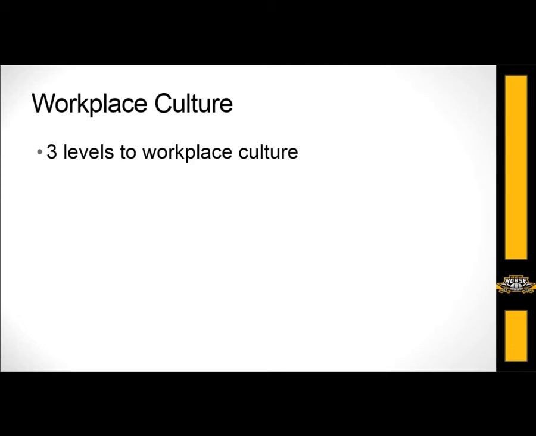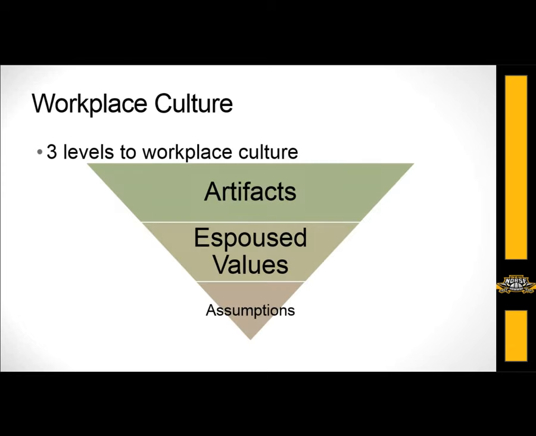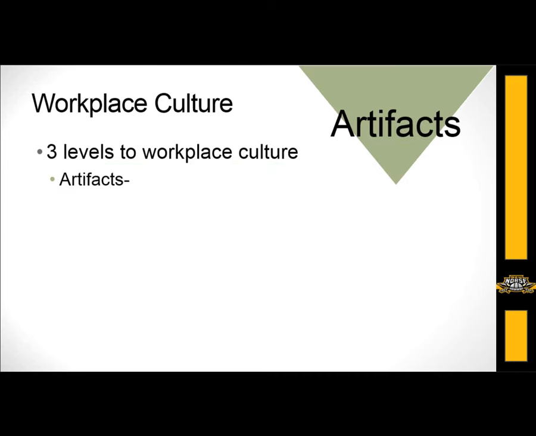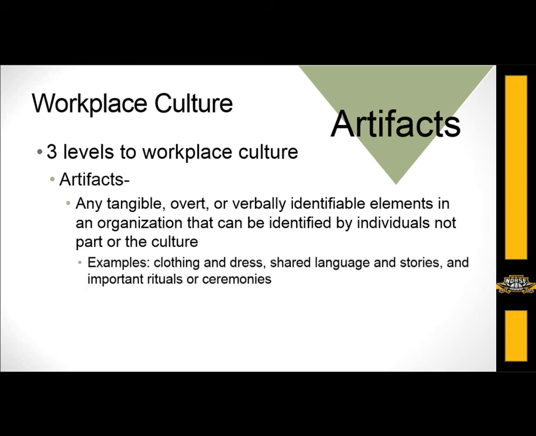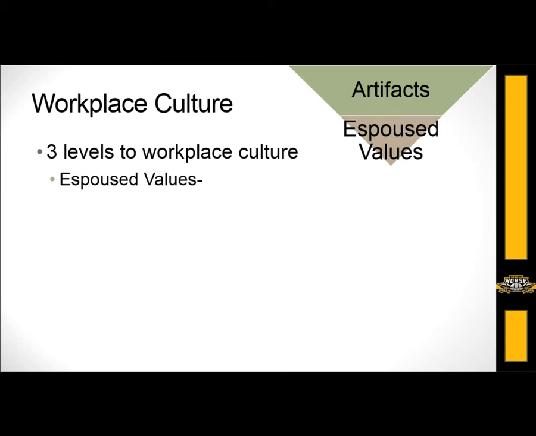Workplace culture. We have 3 different levels that we look at with this. We have artifacts, espoused values, and assumptions. So artifacts being the big one that we can see really just about anywhere. That's going to be any tangible object that we can see that is identifiable by people that aren't part of that culture. Hey, they see us wearing our sports medicine or athletic training shirts. They see different things like that. People know who we are and who we represent when we've got things like that. So things like the clothing, the different language and stories, and maybe even important rituals or ceremonies within a group.